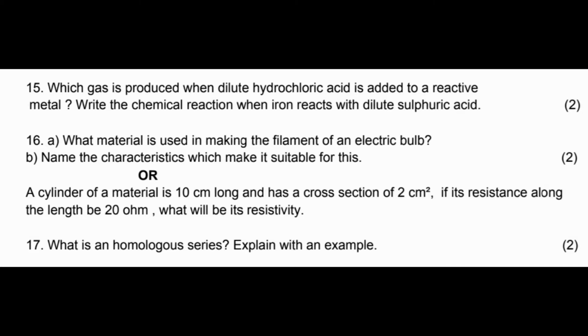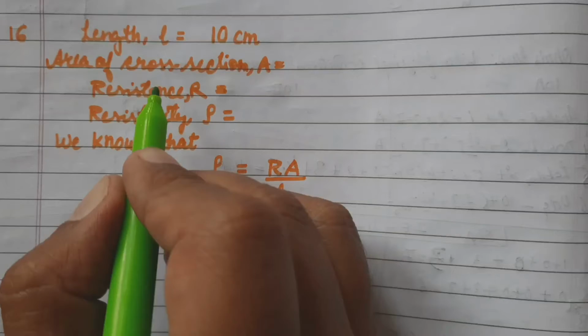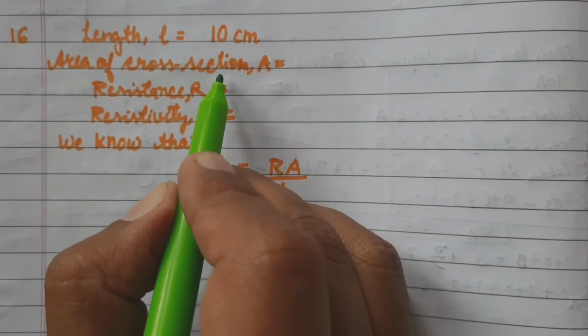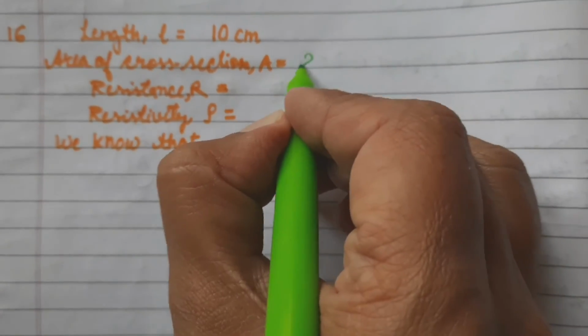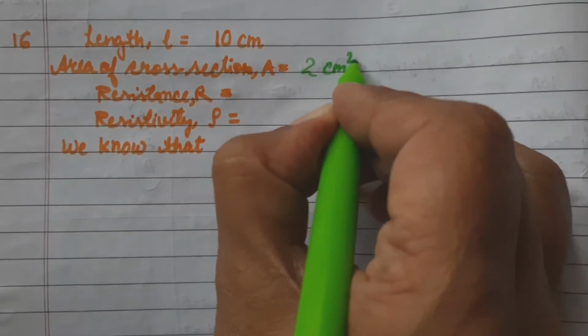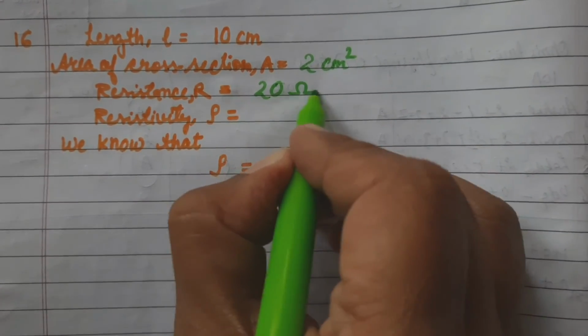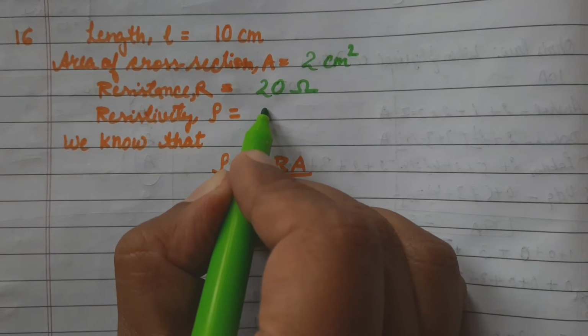Next question for the option. A cylinder of a material is 10 cm long and has a cross section of 2 cm square. If its resistance along the length be 20 ohm, what will be its resistivity? Let us calculate. Given terms: length L 10 cm, area of cross section represented by A 2 cm square, resistance R 20 ohm, resistivity rho we have to find out.